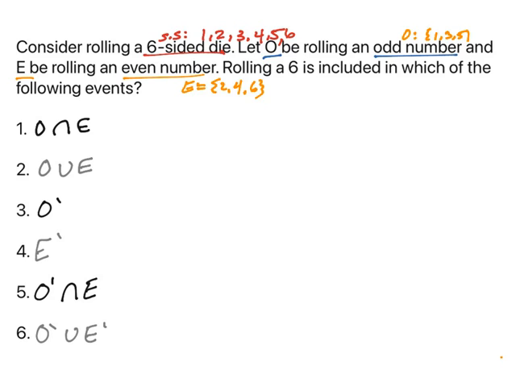Now let's get to the question. Rolling a 6 is included in which of the following? And now I have 6 events to look from. Now, some of these might just jump out at you, and that's great. And if they don't, then write them out.